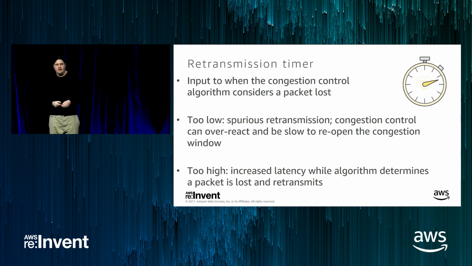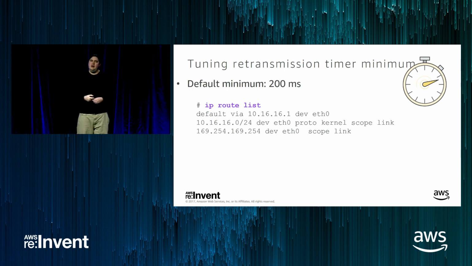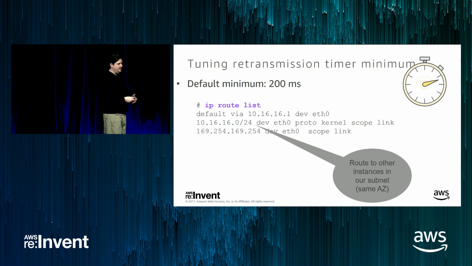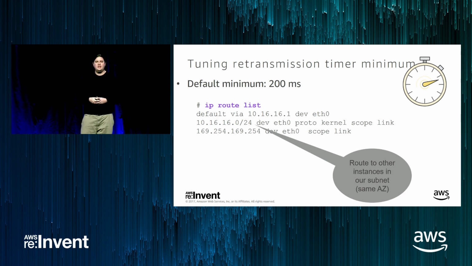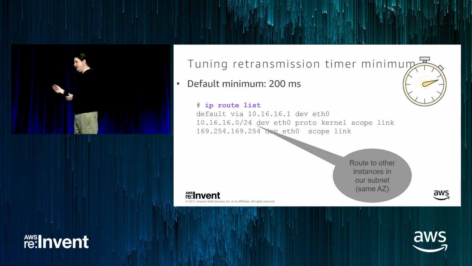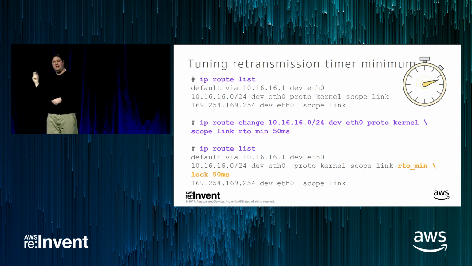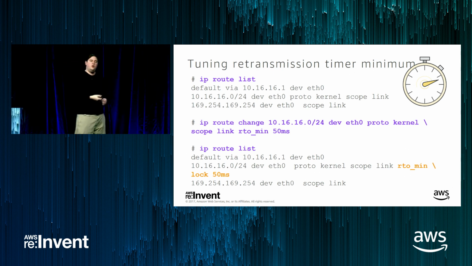So if we want to change it, the RTO is, again, on the routes. Let's say I want to change it on my local network, so my broadcast domain, my AZ subnet, this one right here. And that's a link local address. So unlike the prior commands, I'm going to still use ip route change, but I'm going to use the scope link option, and I'm going to lock it to 50 milliseconds. 50 milliseconds is probably a pretty good lower bound.